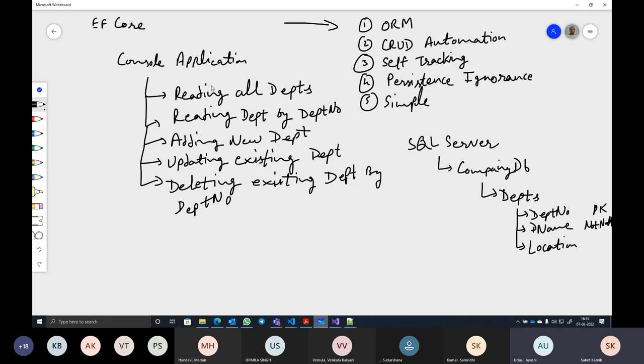Take a snapshot of the screen and paste it in the chat box. Save it at your end as well, as we are going to need this as a reference tomorrow, where we actually will see the implementation. Same thing we'll be repeating with the MVC application as well. Do you get it? Please take a snapshot, put it in chat.